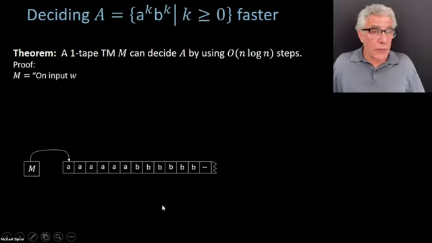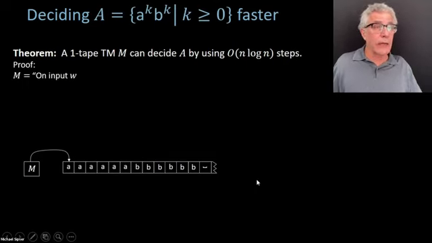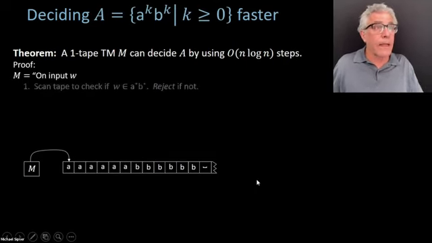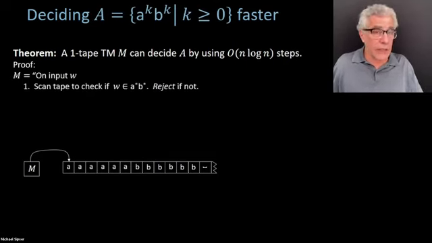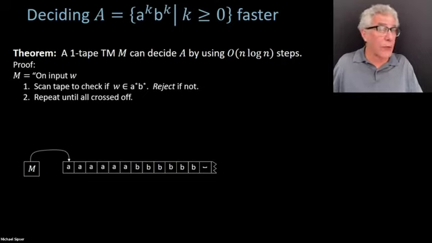So I'll describe the Turing machine. Here again is the picture of the machine on an input. And the very first thing I need to say is that we're going to scan to make sure the input is of the right form. And now, again, it's going to be making repeated passes over the input, but we're going to do it a little differently now.